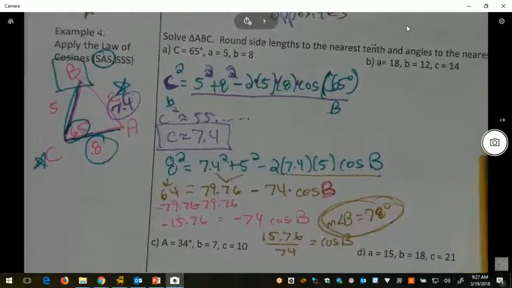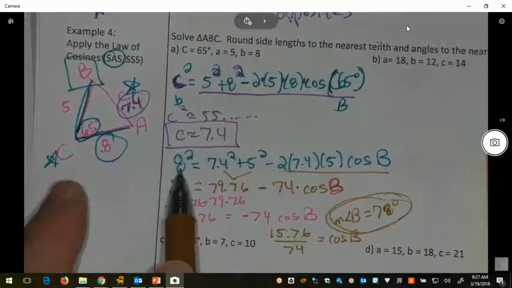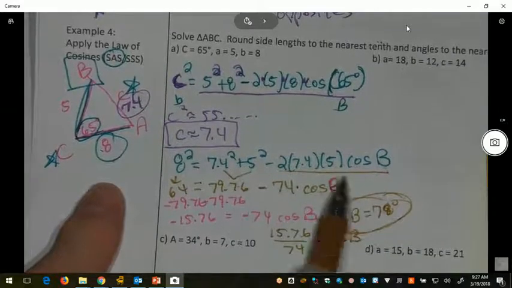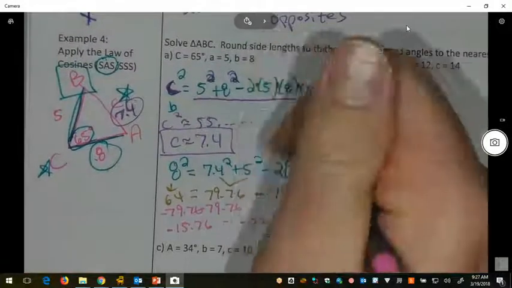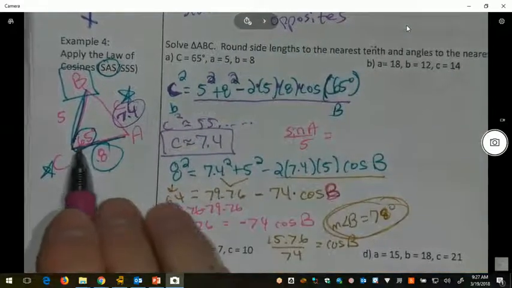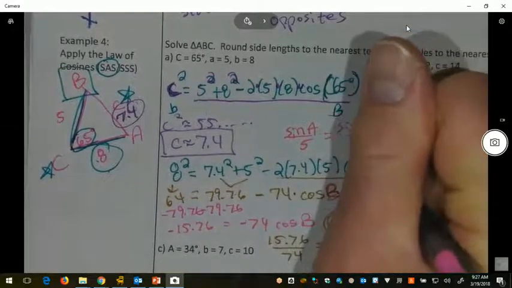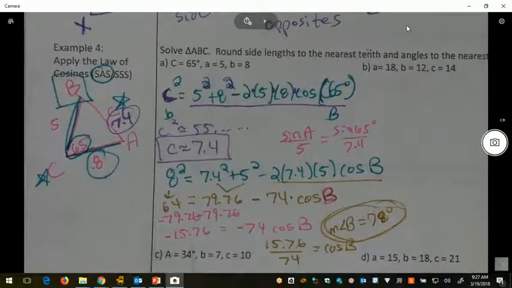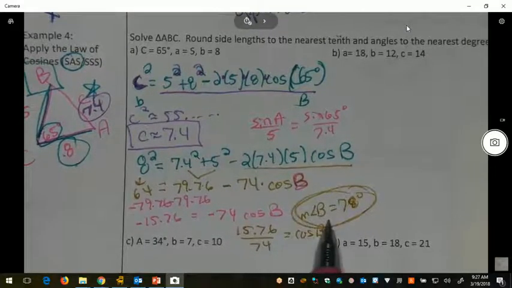Now if I want to be really, really accurate, I will solve for angle A the same way. Putting a 5 here, and the 7.4 and the 8 here, and going through this whole process again. If I'm not concerned about being as accurate, I could simply say sine of A over 5 equals sine of 65 over 7.4. Okay, I can use law of sines. I have to make sure I find my biggest angle first though before I start using law of sines. This is my biggest angle, the 78 degrees.